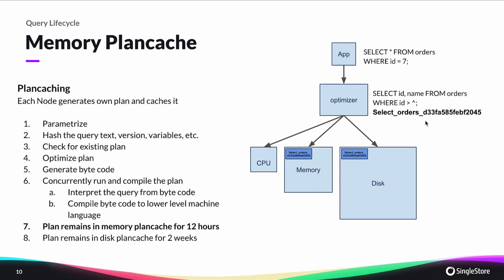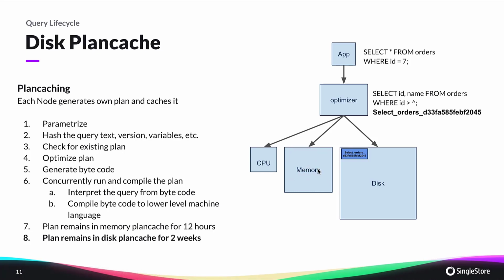All right, so we finished executing our query, and we're going to go ahead and cache that plan in memory. By default, it's cached for 12 hours in memory, but you can adjust that to longer or shorter. We'll talk about that later. After that, it will continue to live on disk for 2 weeks. So the files will still be on disk, but we'll pull it out of memory after it expires. And anytime in those 2 weeks, if that query is run again, if the same plan is used, then it will be pulled back into memory and those counters will start over.